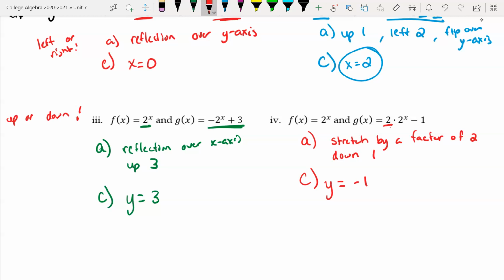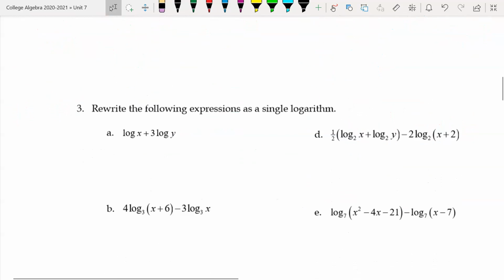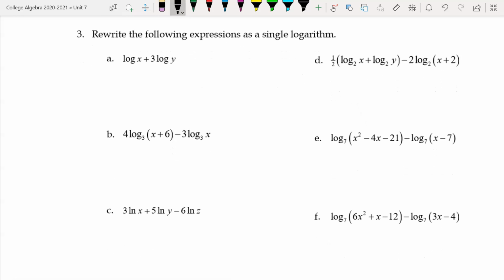So if it's a log, left or right is going to change it. If it's up or down, it's going to change the exponential ones. Rewrite as a single log. This is something we kind of struggle with.